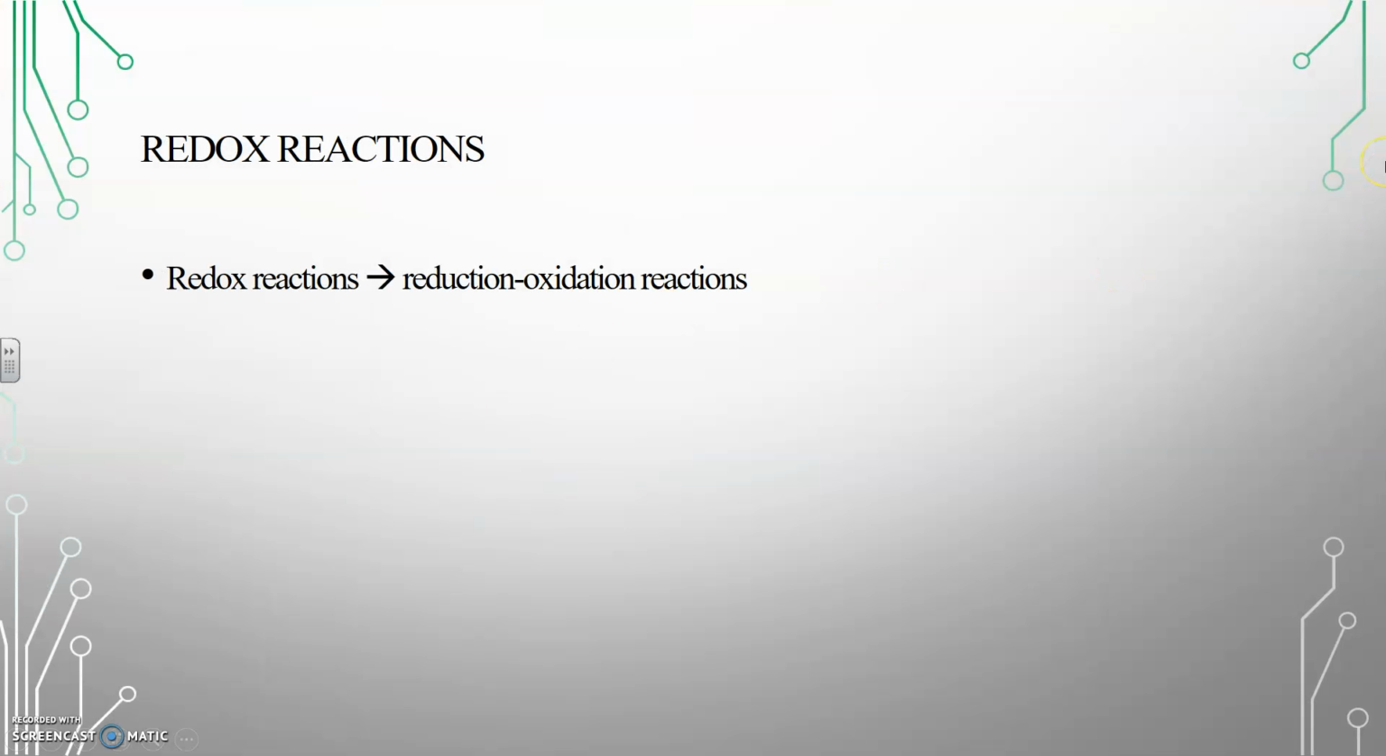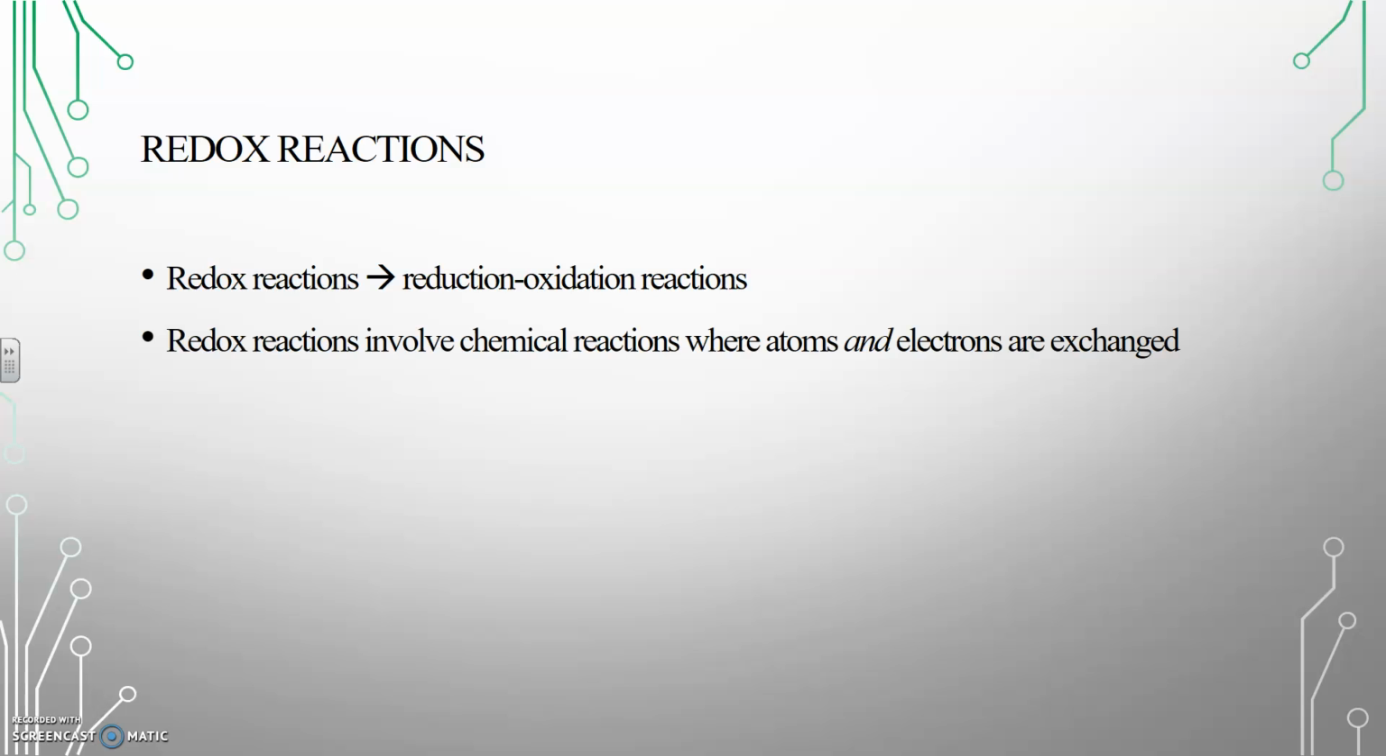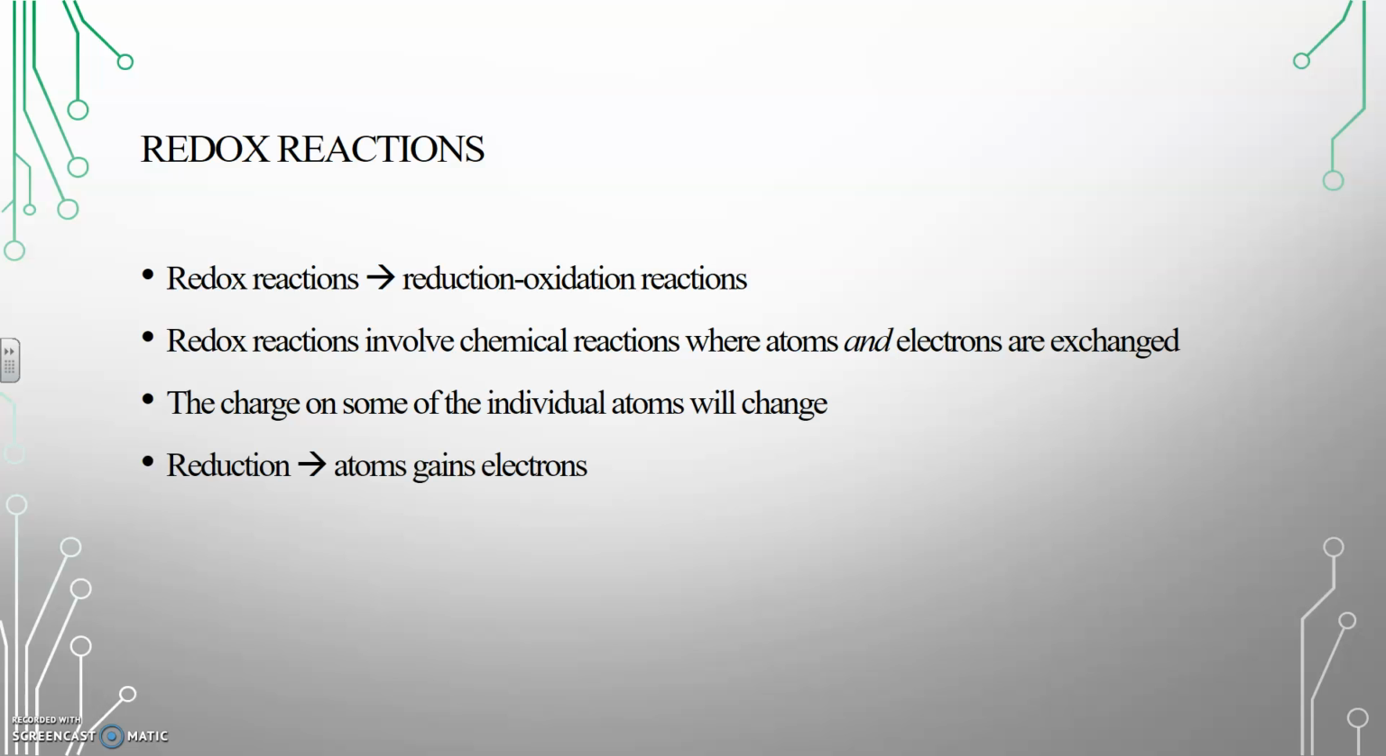Alright, so now we have redox reactions. These are the ones that are a lot more difficult to spot. Redox is short for reduction oxidation. Okay, so redox reactions involve chemical reactions where not only the atoms change places, but the electrons do as well, which is why they're a little bit harder to spot. Okay, so the charge on some of the individual atoms will change.